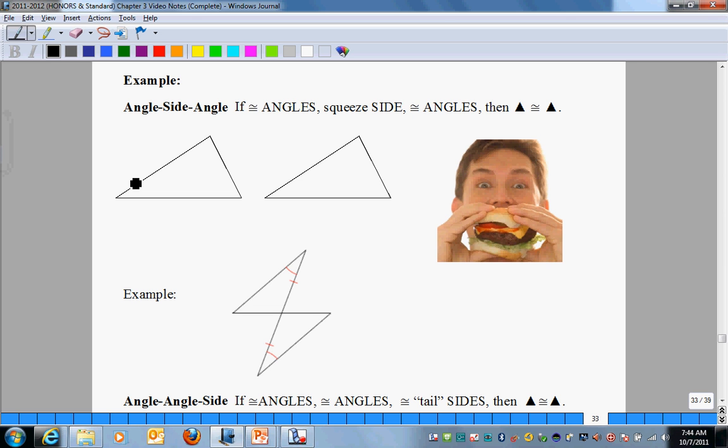Okay, the next shortcut is called angle side angle. Notice here we have two angles and we have a side now that's squeezed between. So if we have a pair of angles which are congruent, then over here we have another pair of angles.